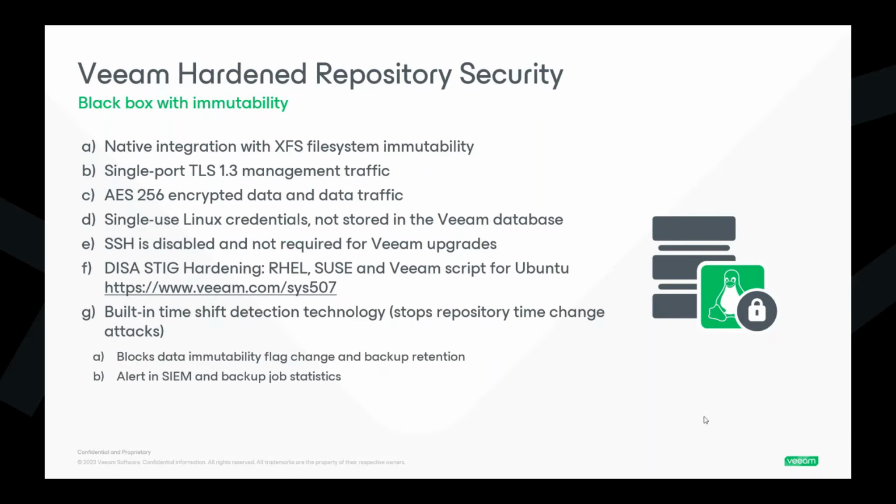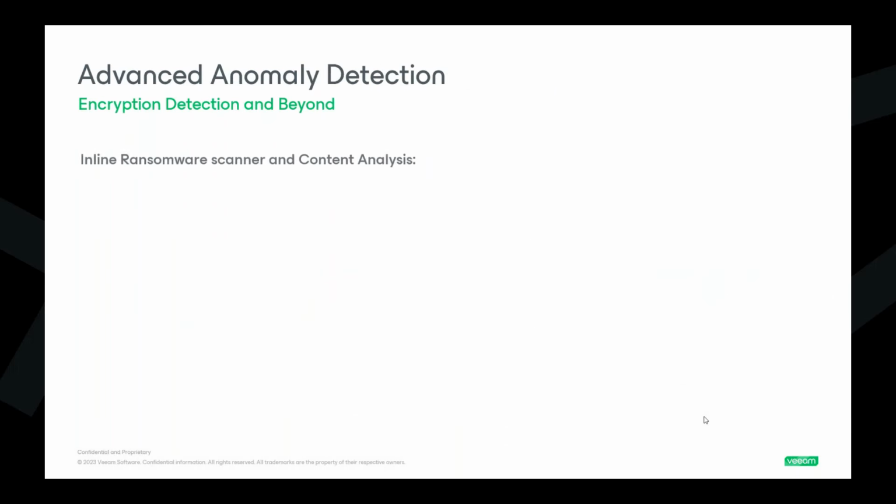A single port where everything works on TLS 1.3 traffic management. We are available with the 256 encryption. Even after the repositories are integrated, even though you disable the SSH, we don't care. Everything works in a secured mode. We never flow our traffic with the SSH mode, right? So you should always try to place a Linux hardened repository, which is the best approach to safeguard your data along with the immutable flags. Okay.